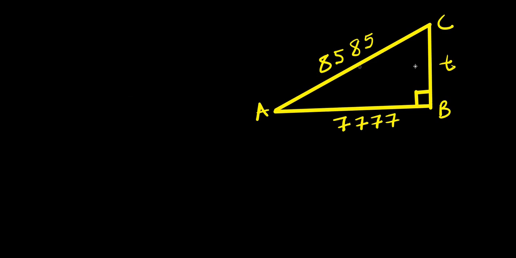Hello, how to solve this particular right angle triangle and find this particular side BC. So we have AC is 85, AB is 77, and we are looking for this side that is T. So this is a right angle triangle, and for us to solve this, you are going to make use of Pythagoras theorem.